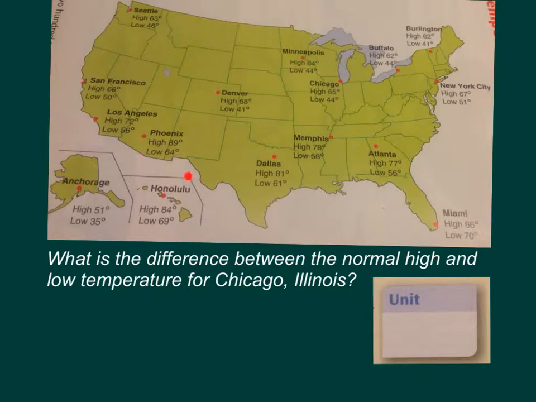So mathematician friends, we are going to use this map again. And let's look at this question to help us with our comparison number stories. What is the difference between the normal high and low temperatures for Chicago, Illinois? Now, Chicago, Illinois is just to the south of us here in Wisconsin, where we are. We're about right here, or maybe a little lower right there. We'll be measuring this. Our unit box will be in Fahrenheit because this is a measurement of temperature.